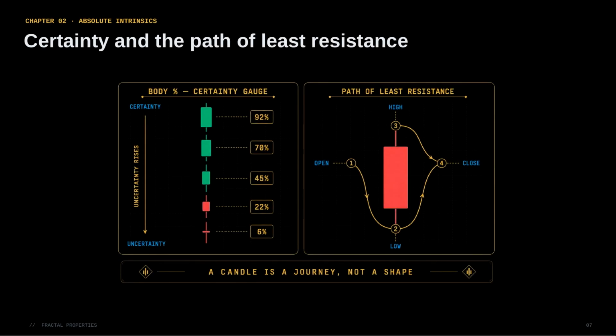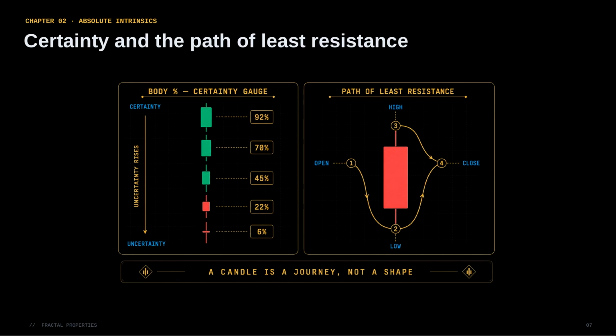2 ideas complete the absolute picture. First, body percentage as a spectrum. As the body shrinks relative to the range, certainty drains out of the candle. A 90% body is a statement. A 6% body is a question mark.